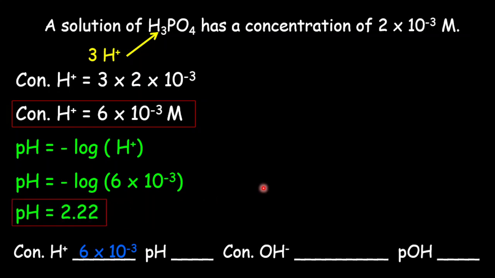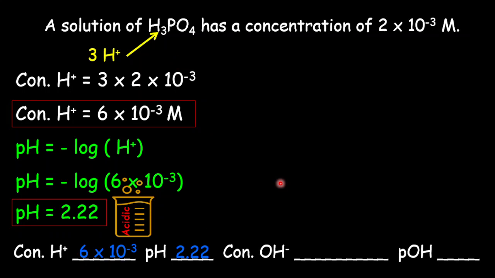You should see on the calculator 2.22. Therefore our pH is 2.22. And as you know, anything below 7 must be acidic. So this substance, H3PO4, is acidic. All right, let's put our answer there.